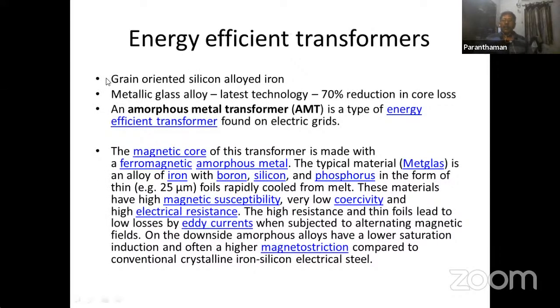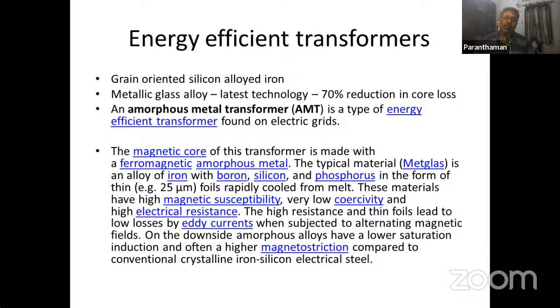The energy efficient transformer, what is the difference in grain? I just told you eddy current loss is because of the resistance in the laminated sheet. Why are we keeping that laminated sheet with a conductor? Can we make it a non-conductor? Why not? It should be a magnetic material, sir. Then, am I right? It should be a magnetic material. But the disadvantage is that magnetic materials are conductive.